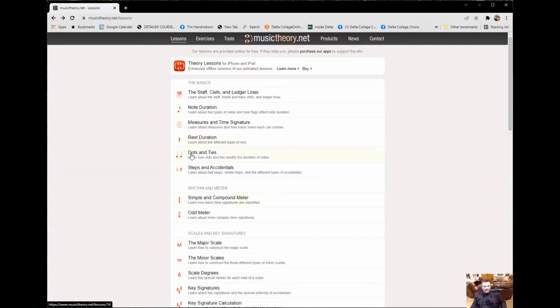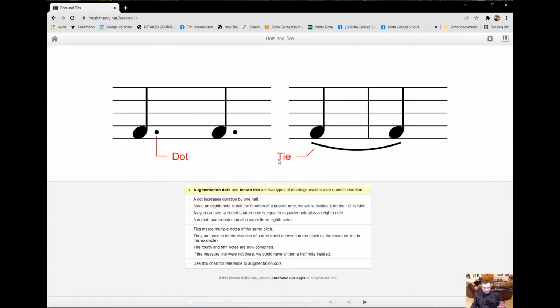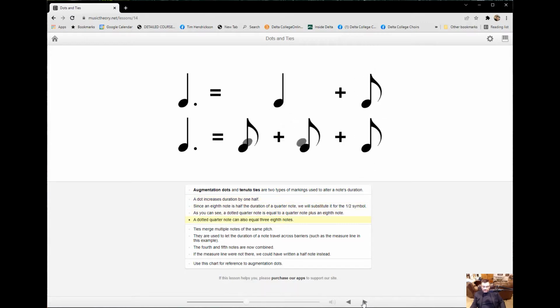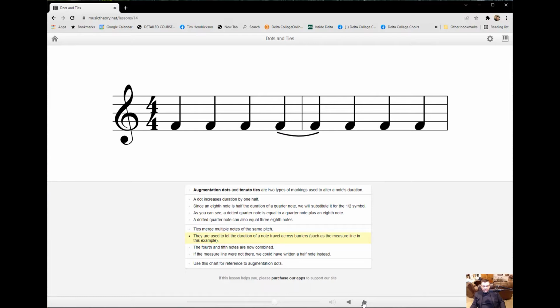Dots and ties, something you're going to need to know. So I would go ahead and go over this. Just look at it, what it means. It tells you just about everything you could want to know. Again, just presented to you in a different format.